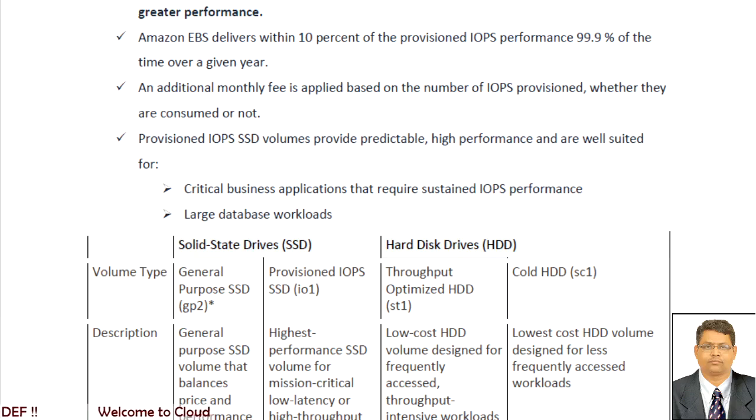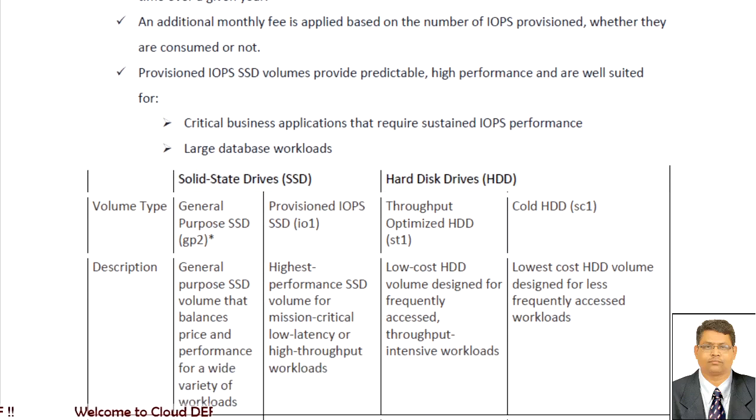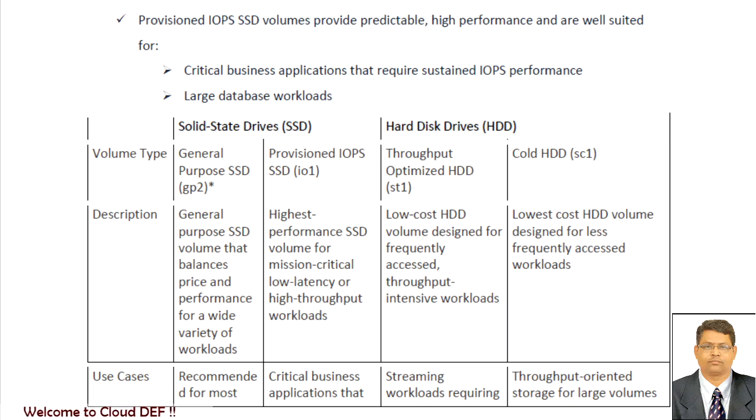Solid-state drives, SSD. Hard disk drives, HDD. Volume type: General Purpose SSD, GP2; Provisioned IOPS SSD, IO1; Throughput Optimized HDD, ST1; Cold HDD, SC1. Description: General Purpose SSD volume that balances price and performance for a wide variety of workloads. Highest performance SSD volume for mission critical low-latency or high-throughput workloads. Low cost HDD volume designed for frequently accessed, throughput-intensive workloads. Lowest cost HDD volume designed for less frequently accessed workloads.